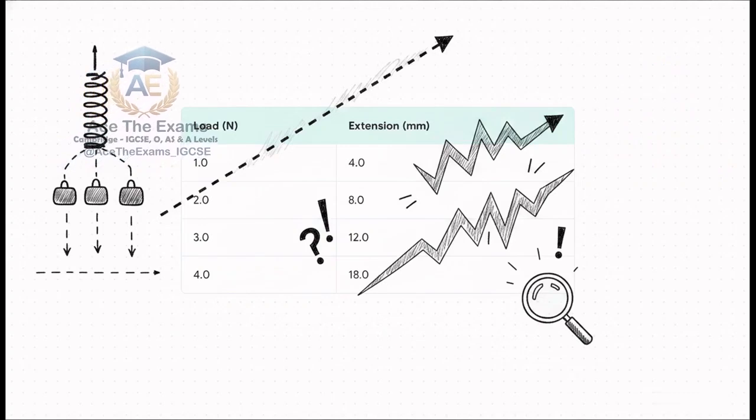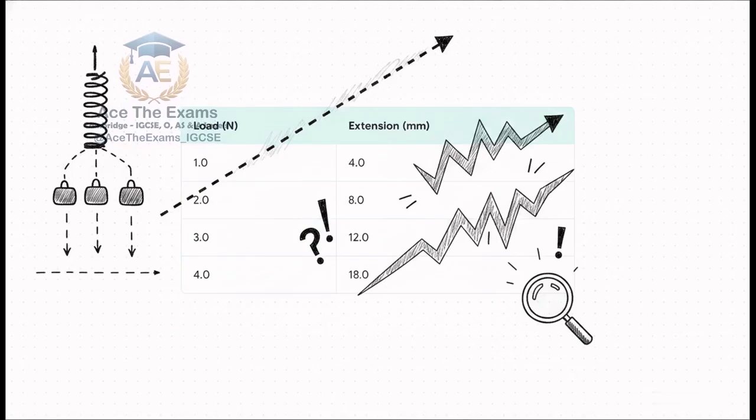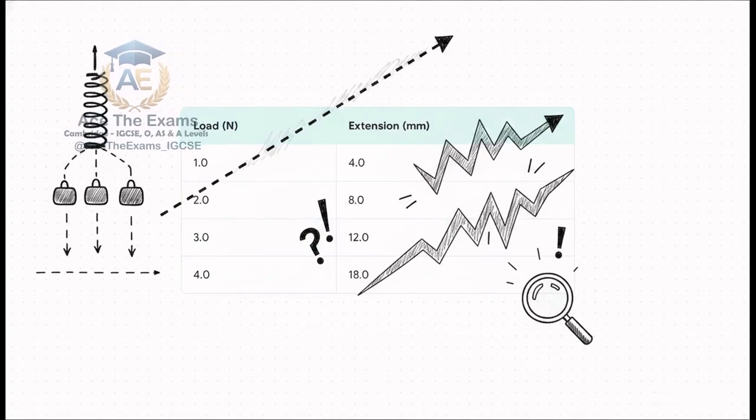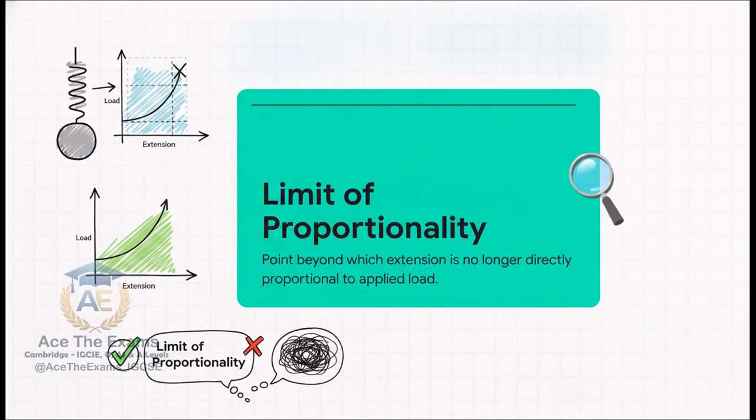But watch what happens at 4.0 newtons. The extension suddenly jumps to 18.0 millimeters. The pattern broke. As an elite student, spotting this crucial moment where direct proportionality breaks down has to be your primary objective. And that breakdown brings us perfectly to a vital concept, the limit of proportionality. This is literally the point beyond which a material's extension is no longer directly proportional to the applied load.